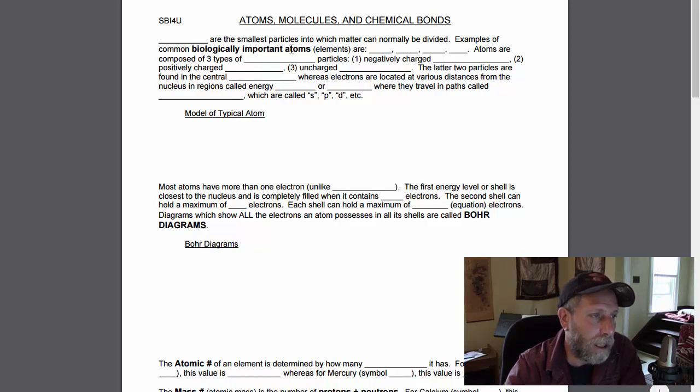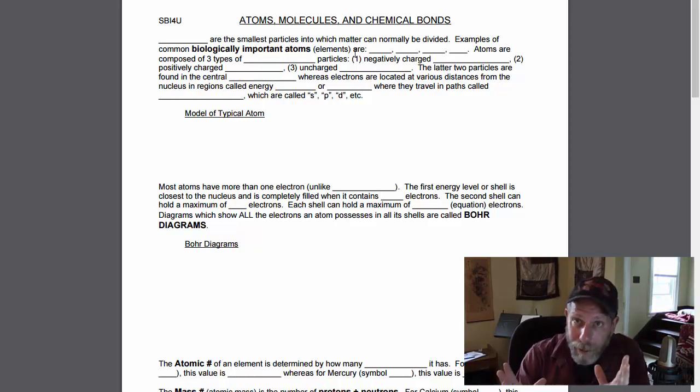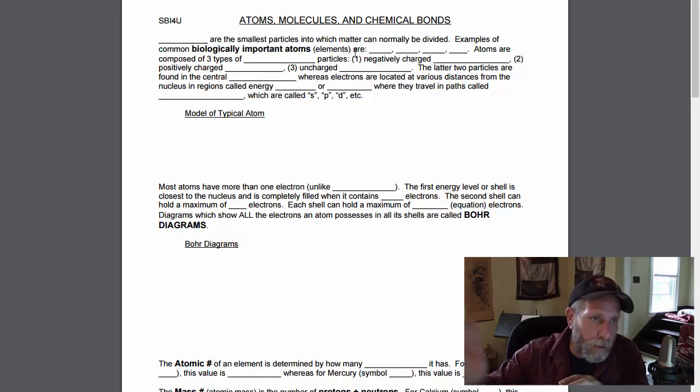Examples of common biologically important atoms, these are the ones in the molecules that we care about in biology. So we're not really looking at zinc and magnesium and iron and stuff like that. We're talking about things like carbon, hydrogen, oxygen, and nitrogen. So if you consider a glucose molecule, or DNA, the nucleotides of DNA, they're basically made up of those 4 main atoms. Those are the biologically important ones. And then you have a few other ones that are in there as well.